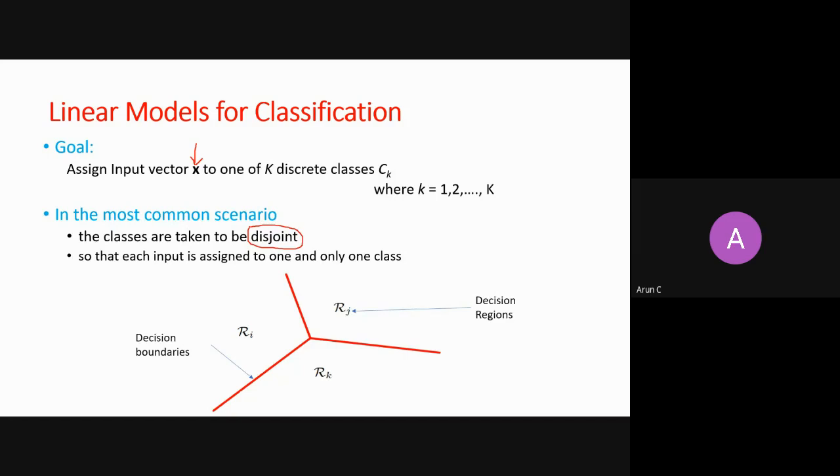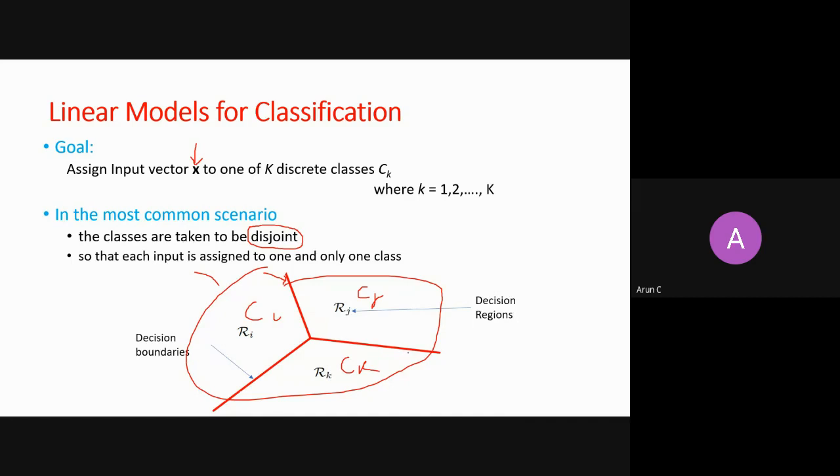But here we say that the classes are disjoint, and if the classes are disjoint, we can always find decision boundaries, shown here in red, that separate the given space into different regions, right? So the region Rj is for class Cj, this is for Ci, and this is for Ck. If there are three classes i, j, k, there are three different regions divided by decision boundaries.